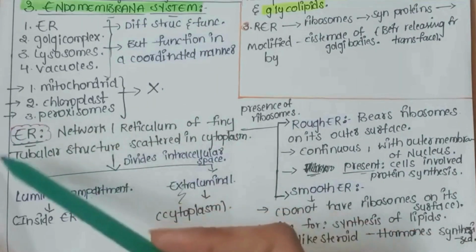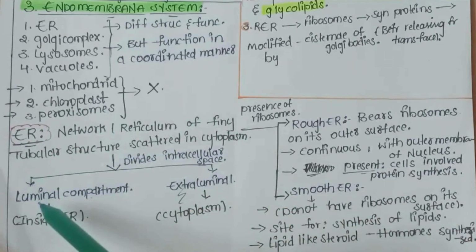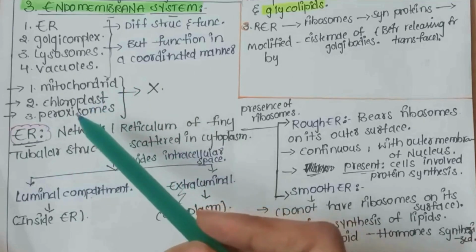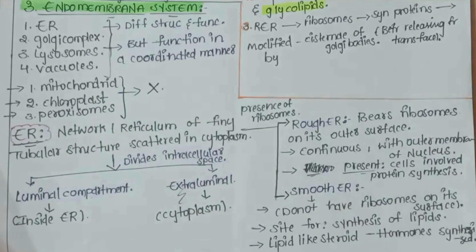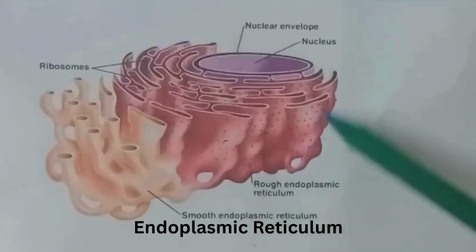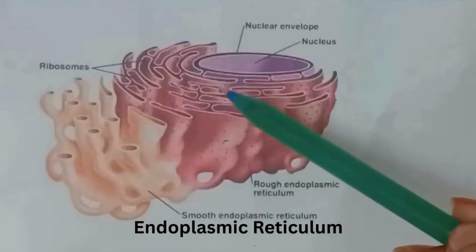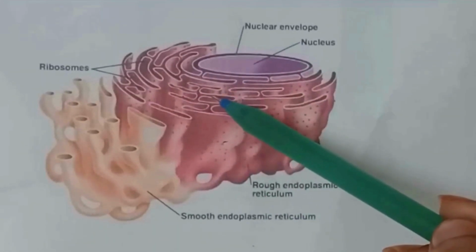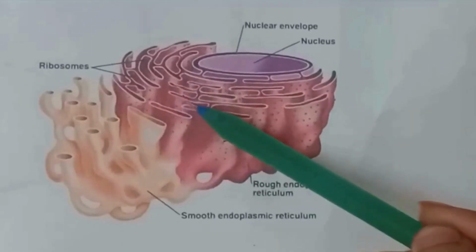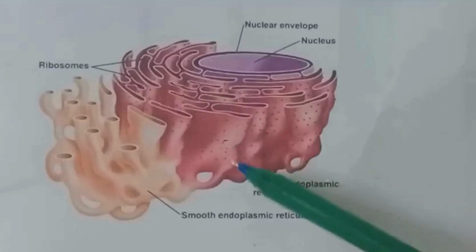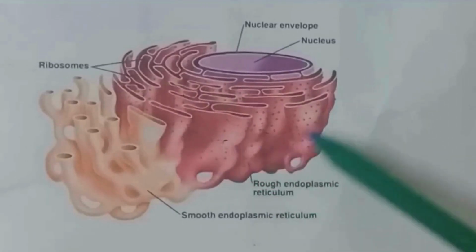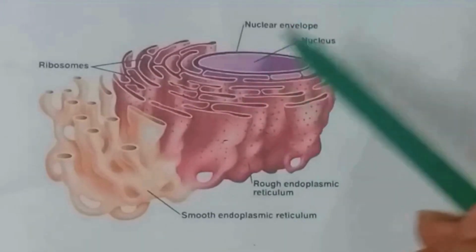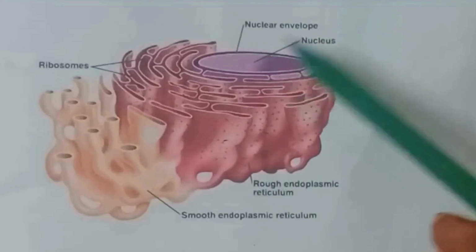Coming to the endoplasmic reticulum, these are tubular structures which are scattered in the cytoplasm. Let's discuss the structure of the endoplasmic reticulum in detail with the help of a diagram. Here, the endoplasmic reticulum divides its intracellular space into two compartments: the luminal compartment, which is present inside the endoplasmic reticulum, and the extraluminal compartment, which is present towards the cytoplasm. Again, based on the presence of ribosomes, the endoplasmic reticulum is divided into two types.